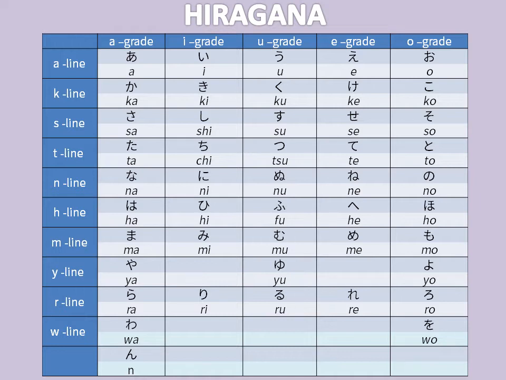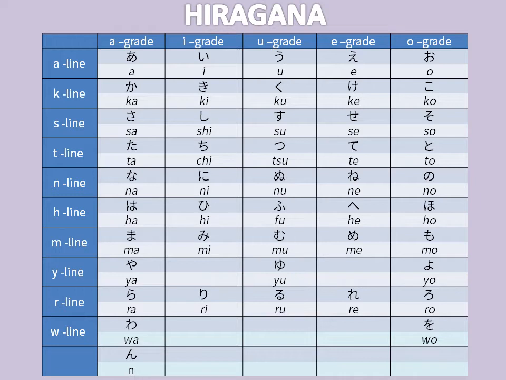The columns are E, U, A, O, Ka, Ki, Ku, Ke, Ko. These are called the A line and K line and so on. And A, Ka, Sa, Ta, Na, all the A's, they are called the A grade. E, Ki, Shi, Chi, all these are called grades. So let's take a look at all the characters and the pronunciation.